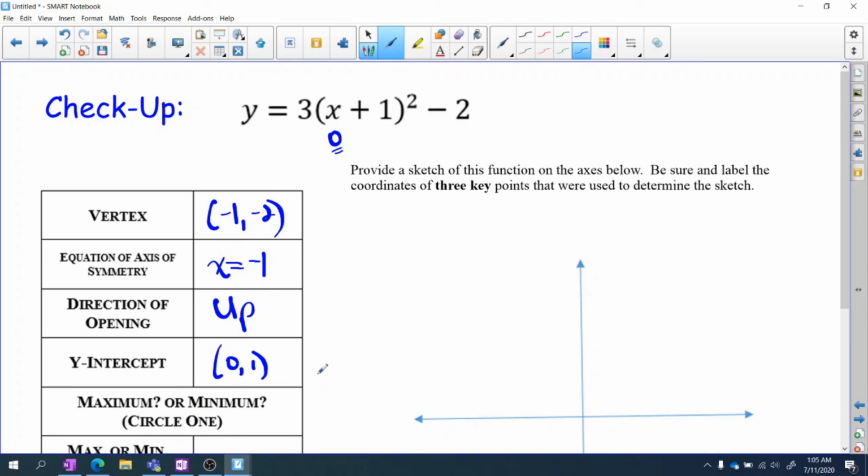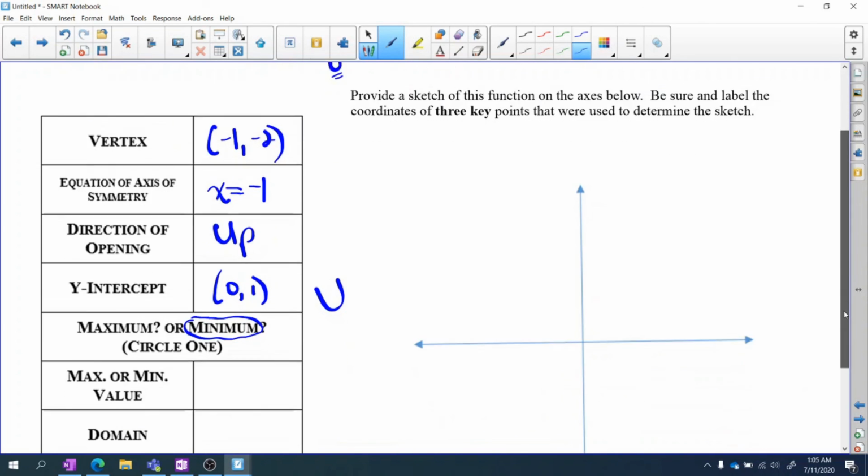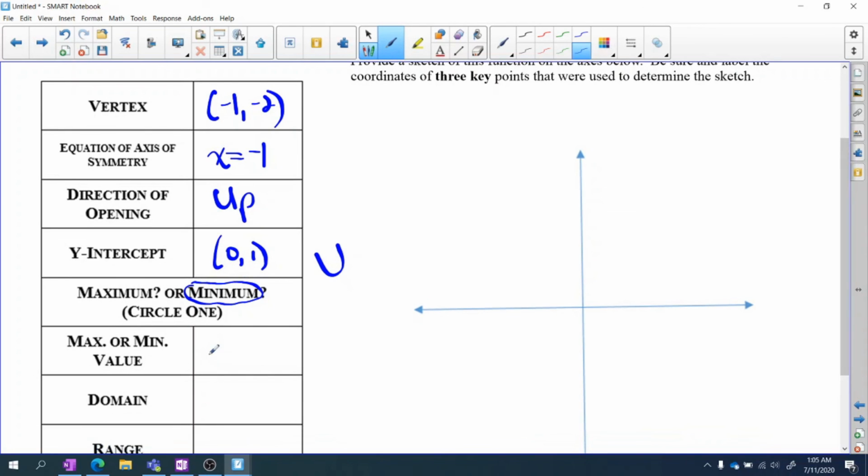Max or min? So this time we said it opens up. If it opens up, this is the lowest point. So this time we've got a minimum. Well, what is the minimum? Remember, the max or the minimum is always the y value at the vertex. So it's y equals that number. That's the lowest number this graph ever reaches. The domain, x, could be any real number, and the range. So think about it now. All the y values, because it opens up, are going to be above the vertex. So all the y values are going to be bigger than or equal to -2.